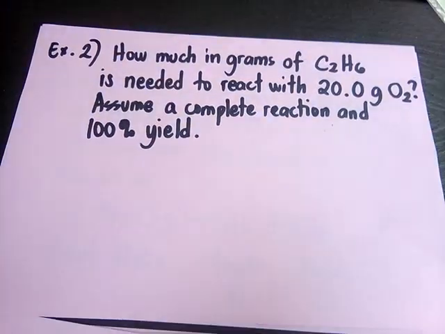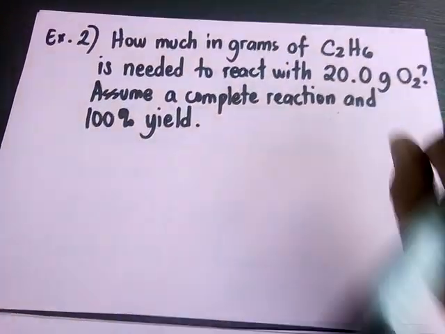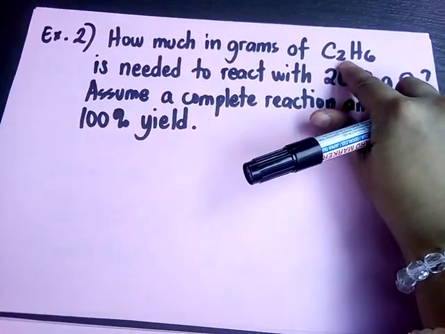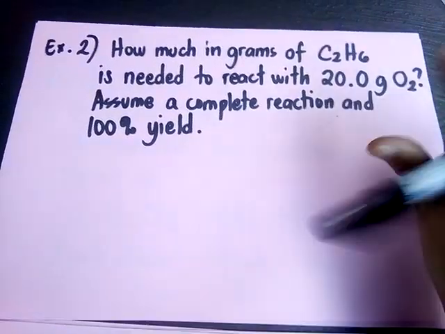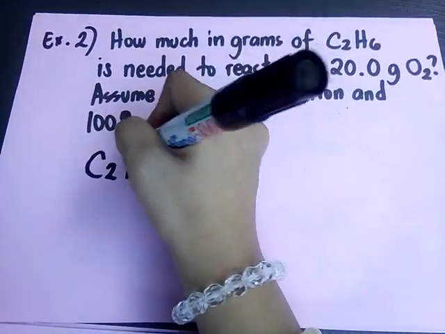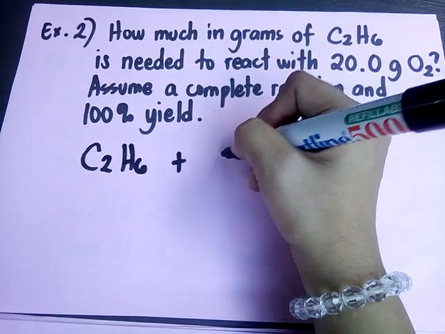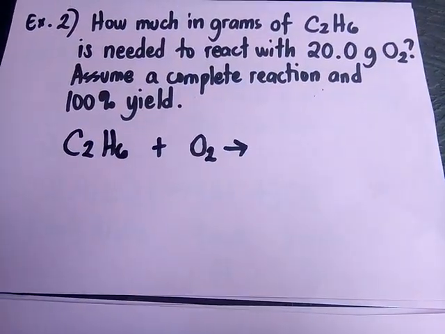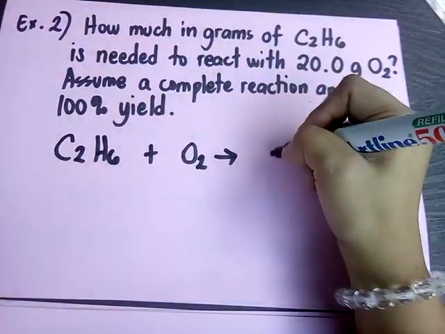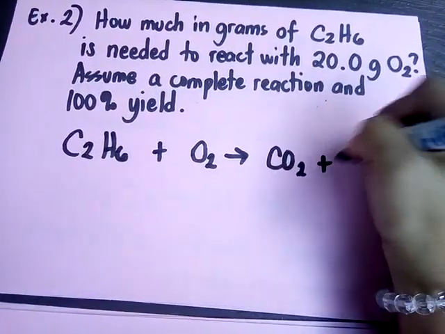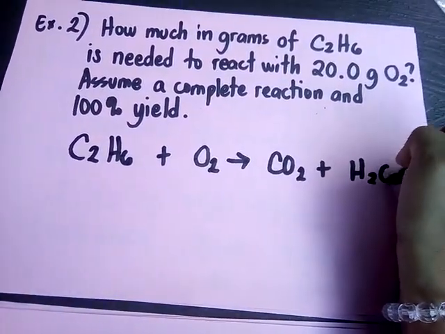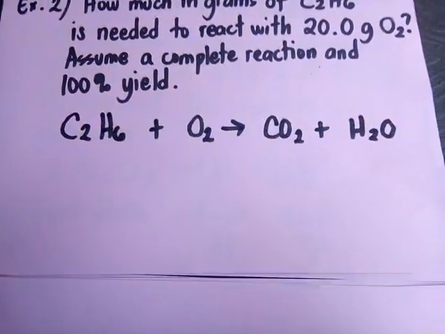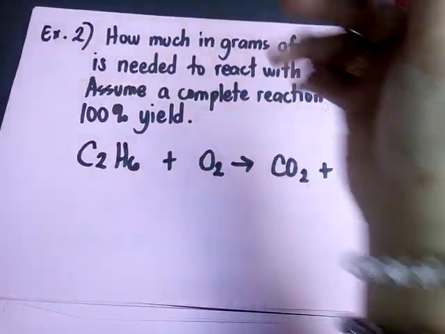So since this is combustion, because a hydrocarbon is reacting with oxygen, we have C2H6 plus O2. And what are the products of combustion? Yes, that would be carbon dioxide and water. Now, we don't have a balanced equation, so we balance the equation.